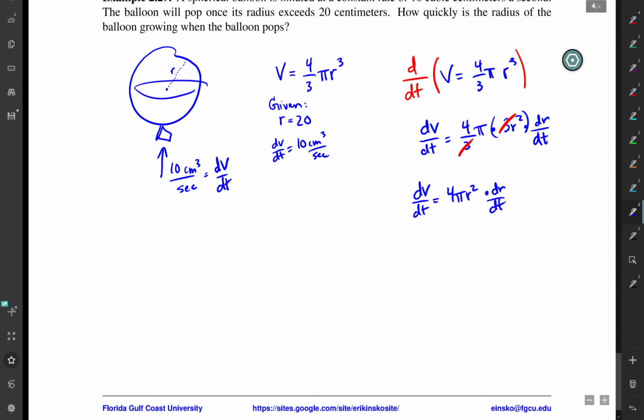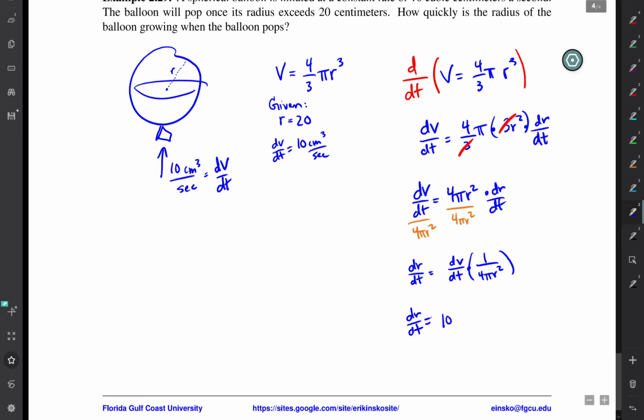And we're actually looking for dr/dt, so let me solve for dr/dt by dividing by 4 pi r squared on both sides. So I solve and I get dr/dt is equal to dV/dt times 1/(4 pi r squared). And now I need to plug in dV/dt is equal to 10 and r is equal to 20 to figure out how quickly the radius is changing when the balloon pops.